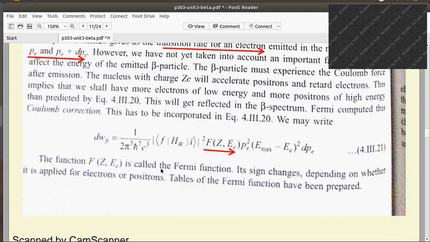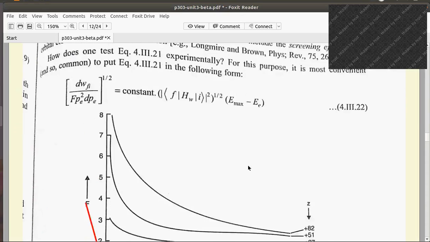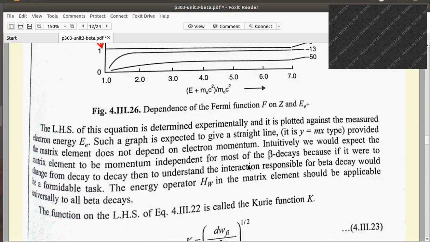obviously, we have to take into consideration the Fermi function also. If you take this 3 and divide it, dW_fi is divided by it. Then we get a constant, the matrix element, and then Emax minus Ee. Note that here they have taken a square root because E minus Emax is squared, so the square term is removed. Here it is 1/2 and inside is a square, and dW_fi is also raised to 1 by 2. If you write it in this form, what kind of information can you obtain?